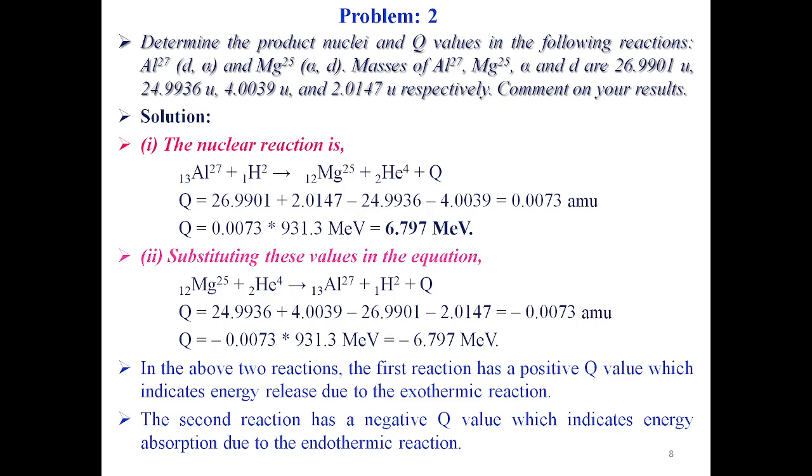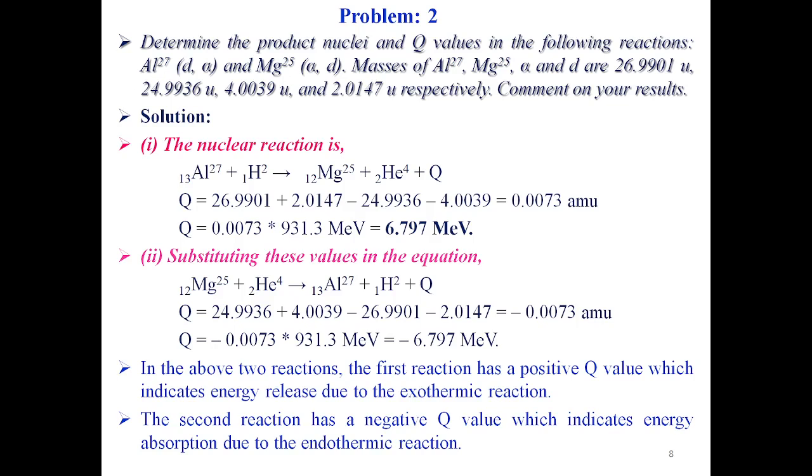So Q is the mass difference, obviously, so that gives 0.0073 AMU, and we are converting it into electron volts by multiplying by 931.3 million electron volts. So the AMU is multiplied with this factor and we got 6.797 million electron volt. So this is the energy involved and it is positive. Now let us move on to the next equation.